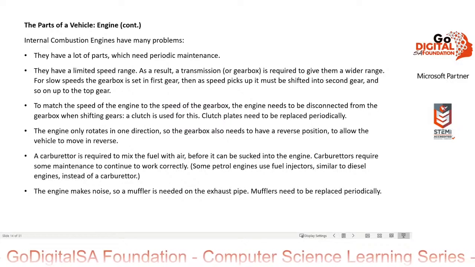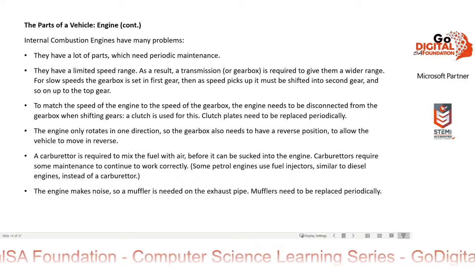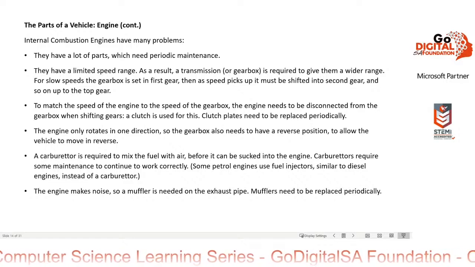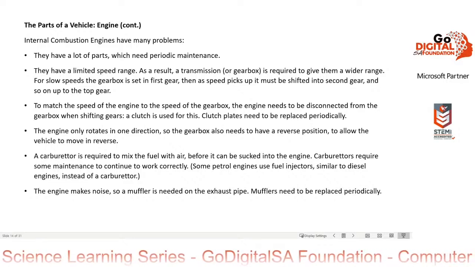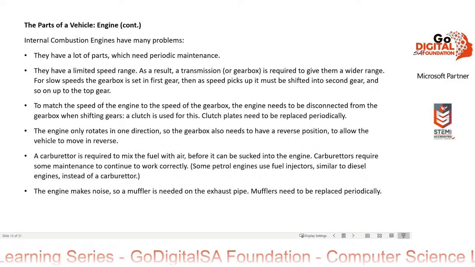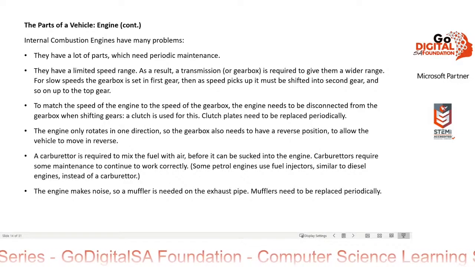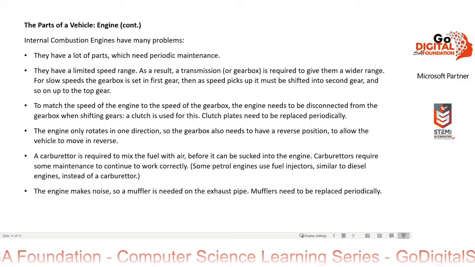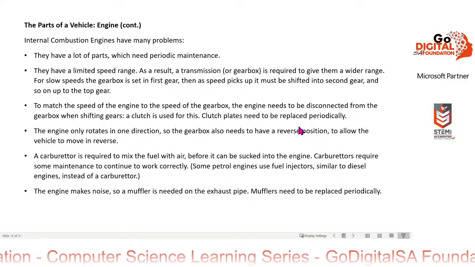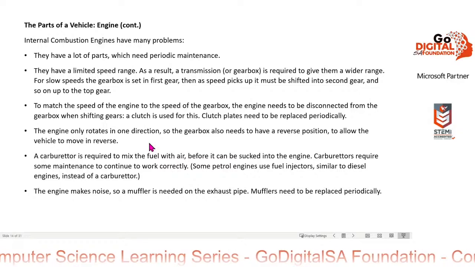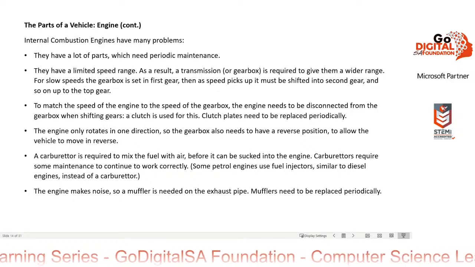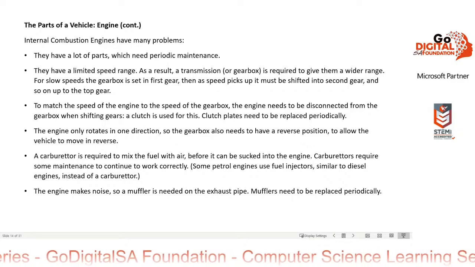To match the speed of the engine to the speed of the gearbox, the engine needs to be disconnected from the gearbox when shifting gears. A clutch is used for this. So whenever you shift gears, you need to push on the clutch to disconnect the engine from the gearbox. Clutch plates need to be replaced periodically. The engine only rotates in one direction, so the gearbox also needs to have a reverse position to allow the vehicle to move in reverse.